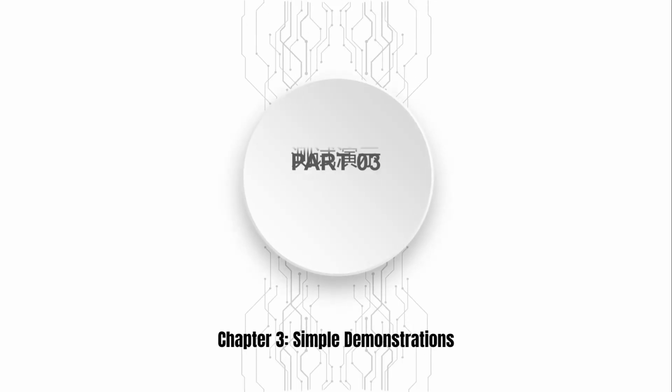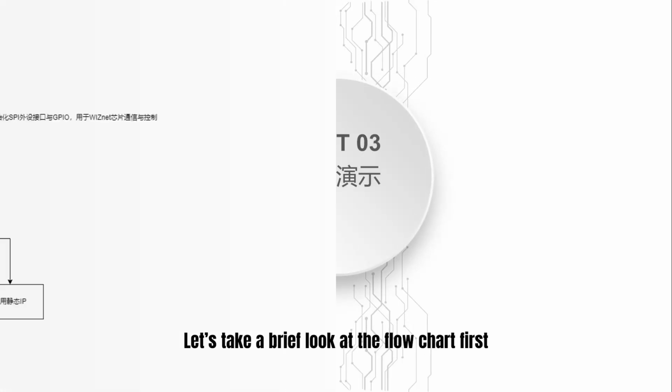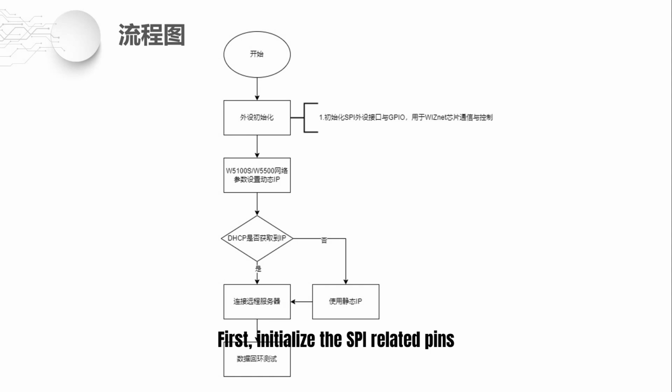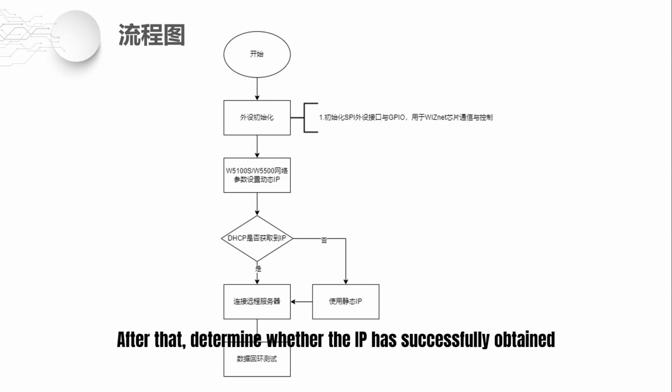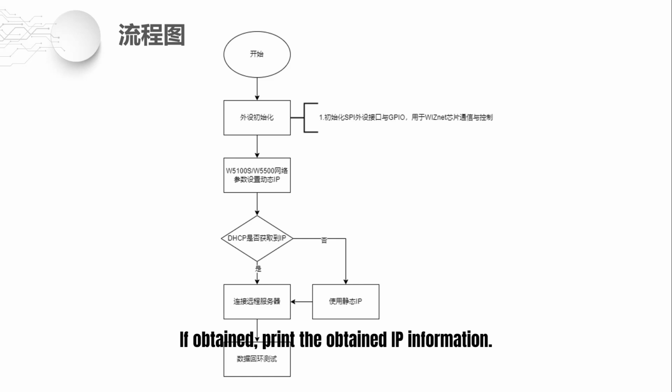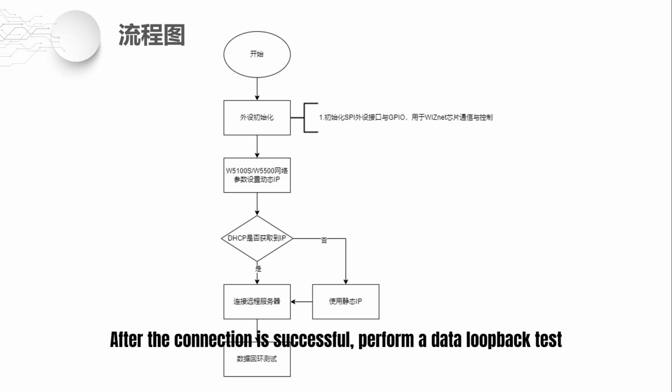Chapter 3. Simple demonstrations. Let's take a brief look at the flowchart first. First, initialize the SPI-related pins. Then set the network settings to dynamic IP acquisition mode. After that, determine whether the IP has been successfully obtained. If obtained, print the obtained IP information. If a dynamic IP cannot be obtained, use a static IP. Then connect to the remote server. After the connection is successful, perform a data loopback test.